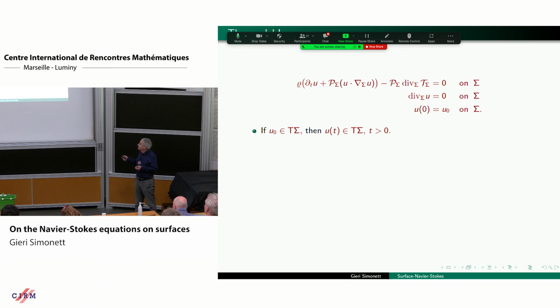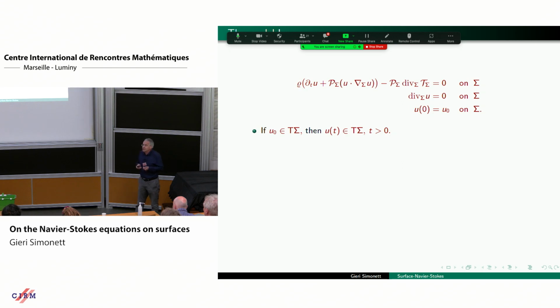Now it comes as no surprise that if you start with a tangential field, then the equations are of course written in such a way that you stay tangential. You can, if you want, just take the derivative and show it. Now what's more interesting is, here you have the viscosity, and we have to say more about what's hidden in here.